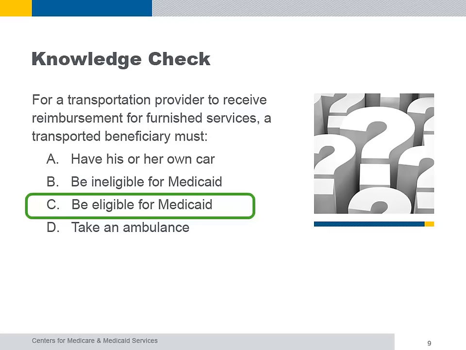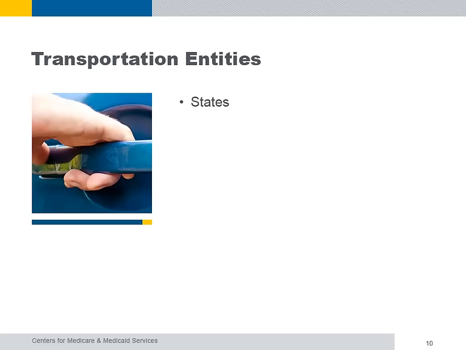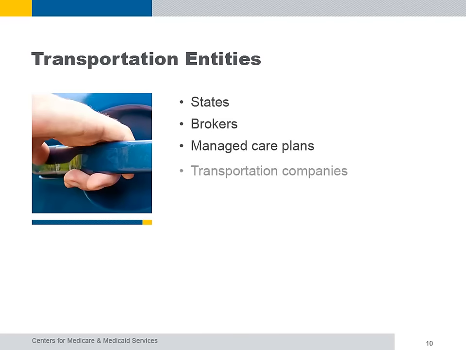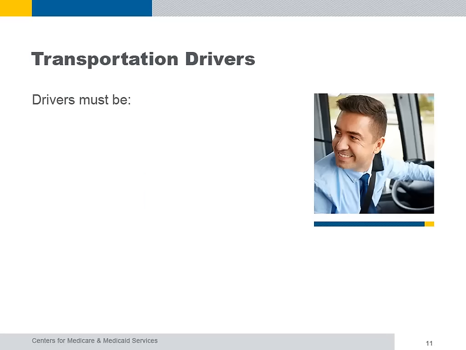Be eligible for Medicaid. States administer the Medicaid transportation benefit themselves or contract with other entities to provide or manage the services. Other entities that can provide or manage NEMT services include brokers, managed care plans, or transportation companies. States determine the qualifications that NEMT drivers must have for the vehicles they operate. For example, states may vary in their driver requirements for taxis and vans.